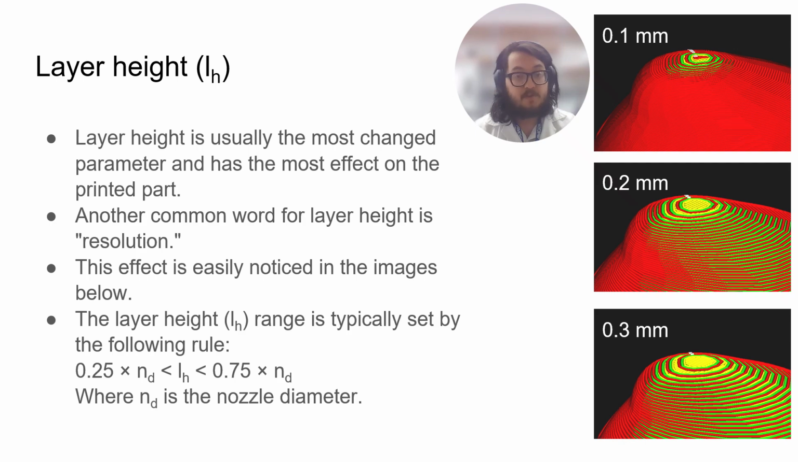Typically, you're going to be using a 0.4 nozzle. So you can follow this: 0.1 being on the lower end, 0.3 being the higher end, and 0.2 being right in the middle. The explanation for those 25% and 75% is more empirical than theoretical.